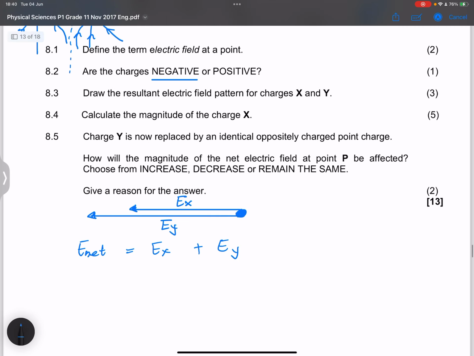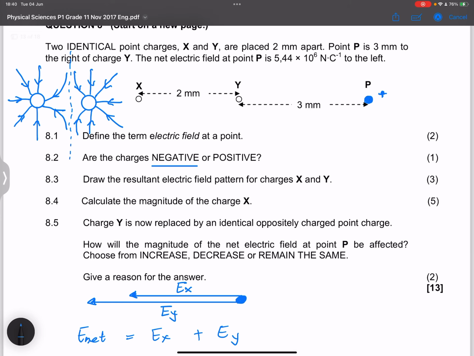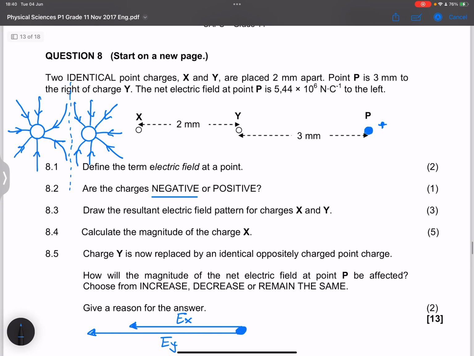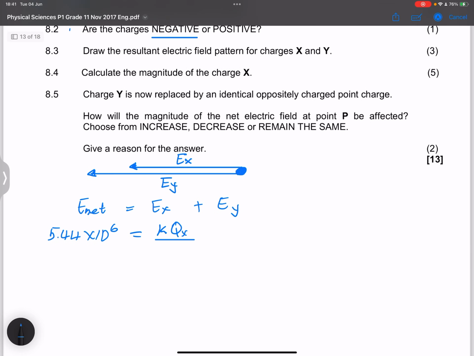Right, now our net electric field in this case is 5.44 times 10 to the exponent 6. And we know this is going to be kqx over... Now, if you notice, the distance between x and p would be 2 plus 3, so that gives us 5 millimeters. So that would be 5 times 10 to the negative 3. Note this is in millimeters, and we must square that distance.